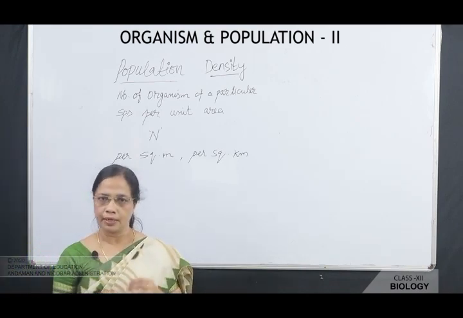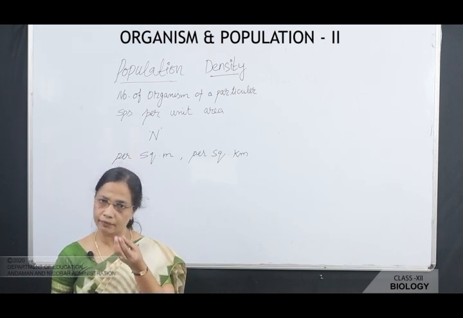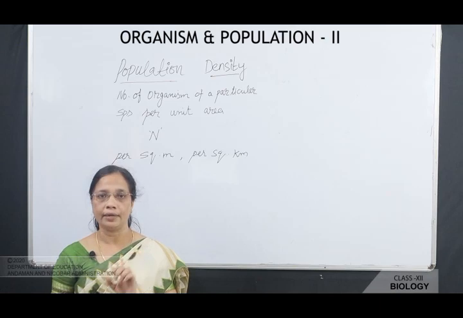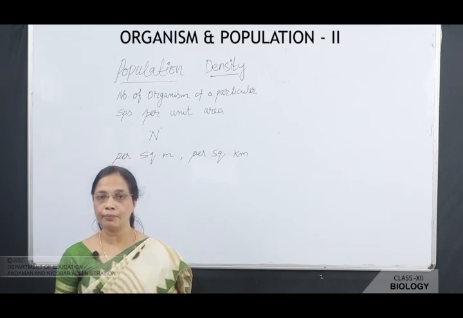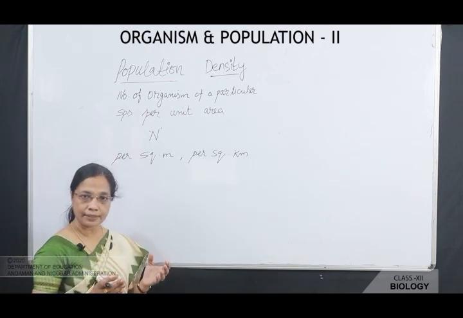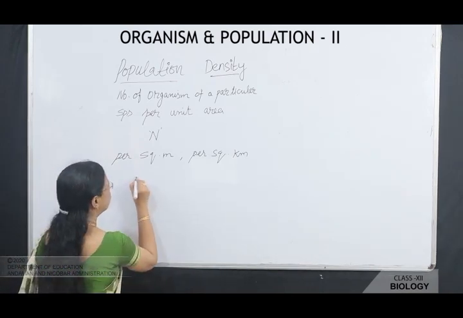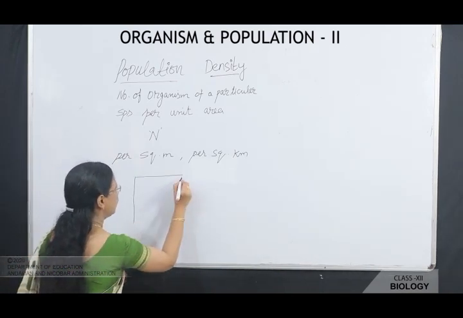Suppose when we take the example of bacteria, bacteria are small organisms. For their growth, they require a very small area. But in the case of human beings, we require a large area. Now I'll try to explain this population density with an example. Let us take, you can say, A.